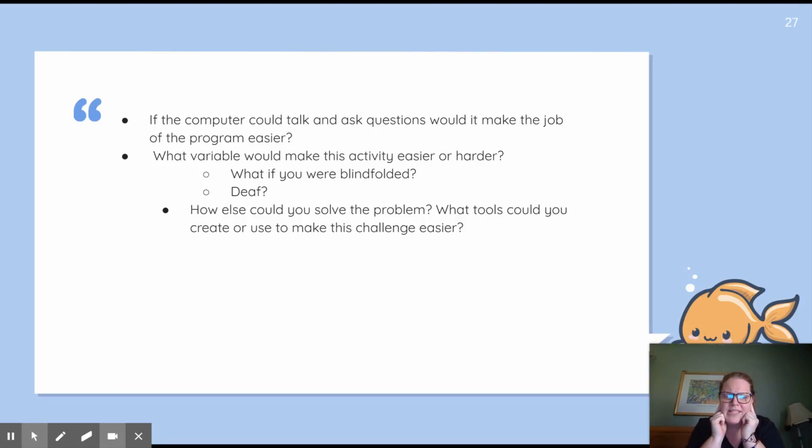And then what if you were deaf and you couldn't hear the commands? Maybe you have to have somebody show you. How else could you solve the problem? What tools would you create to make this challenge easier or harder?